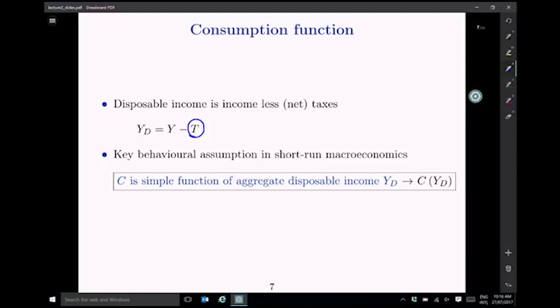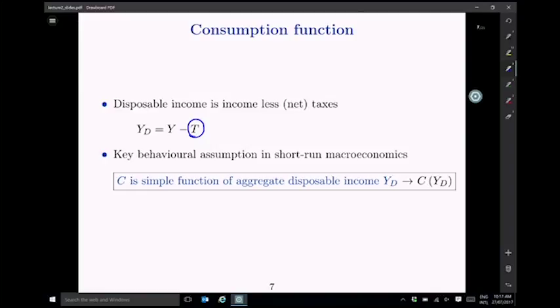And we make a behavioral assumption of the consumption function. That is, consumption is a function of disposable income. In particular, the more income there is, the higher the Y, the more consumption there will be. That is, in aggregate, people consume more when they have more disposable income. That's the behavioral assumption we made about the consumption function.